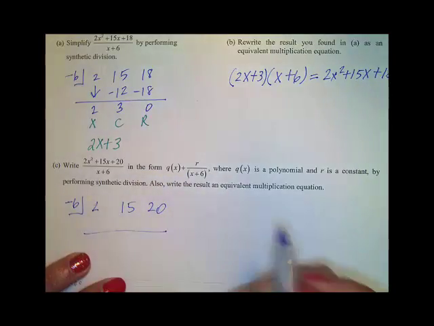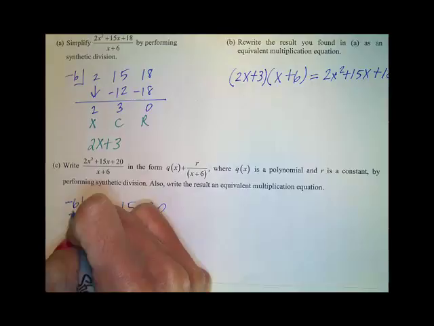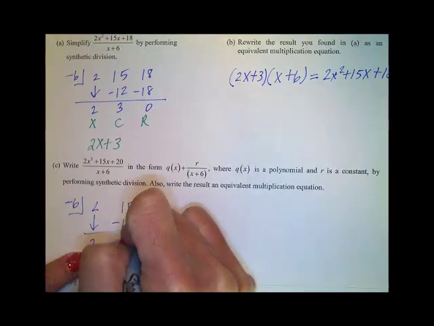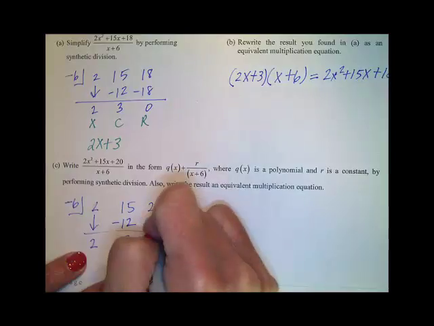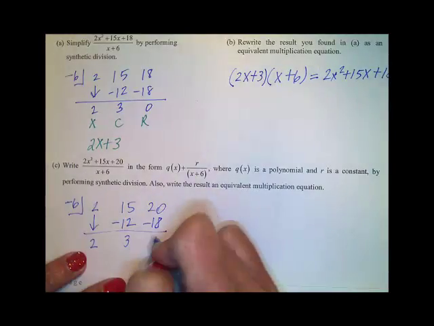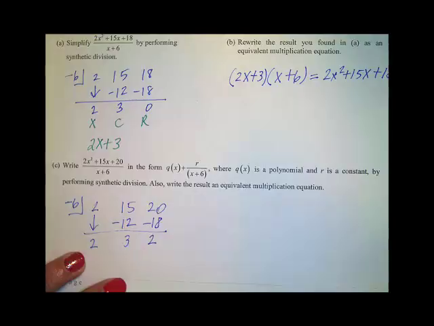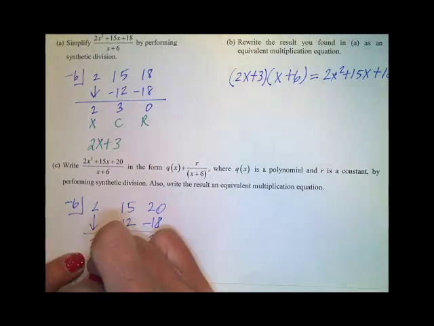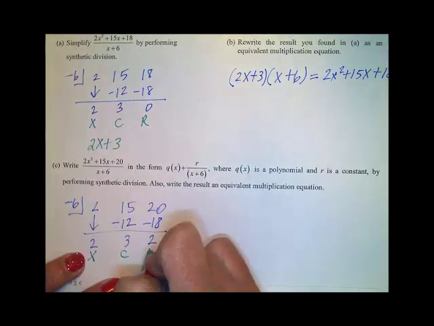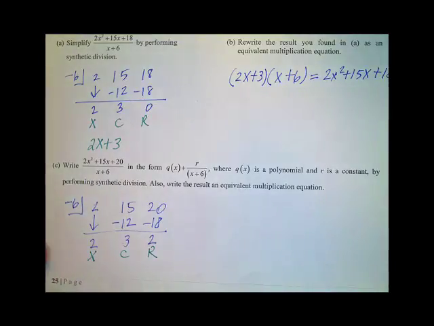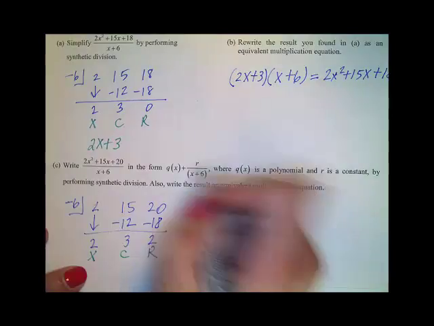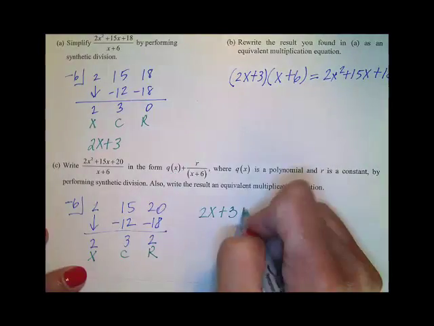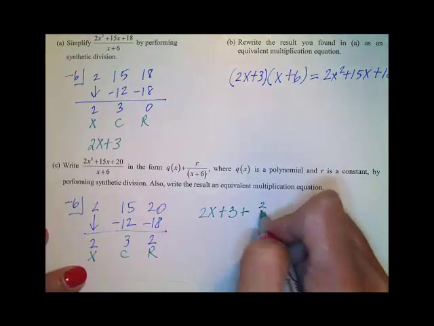Bring down the 2. Negative 6 times 2 is negative 12. Add them, I get 3. Negative 6 times 3 is negative 18. Subtract them, I get 2. Because it was x squared divided by x, this is my x, this is my constant, this is my remainder. So my answer is 2x plus 3, that's the q of x part, plus my remainder 2 over what I divided by, x plus 6.